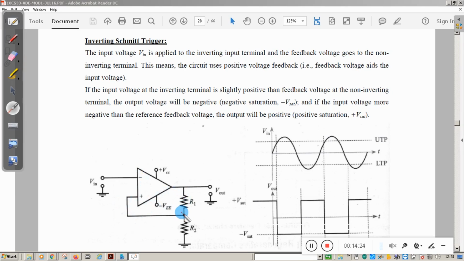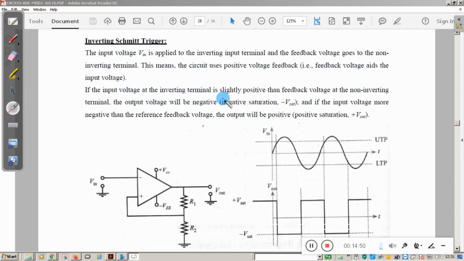By using the voltage divider rule, this is the feedback voltage. We can find out this feedback voltage at this point. So now, when the input voltage is applied at the inverting terminal, and the feedback voltage goes to the non-inverting terminal, this means the circuit uses positive voltage feedback.